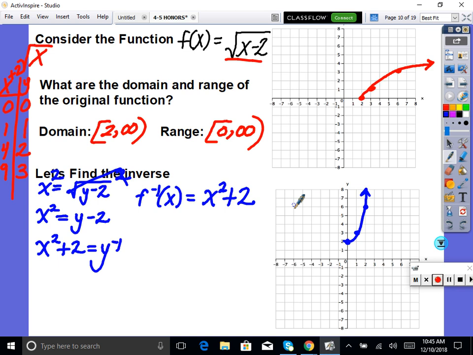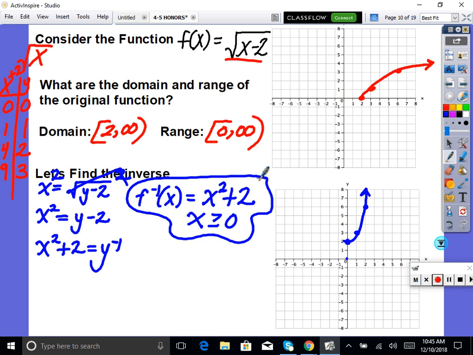We're going to always restrict with x. So this is our inverse for x values from 0 on, isn't it? So we'd say this is our inverse, but only for x values greater than or equal to 0. If we don't have that little x is greater than or equal to 0 in there, we have the wrong answer.